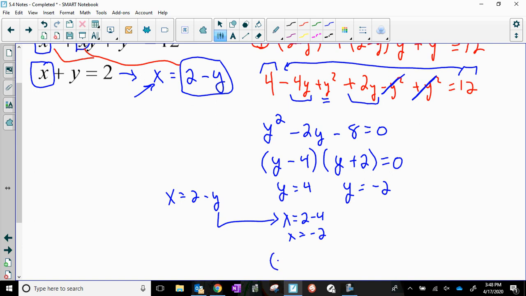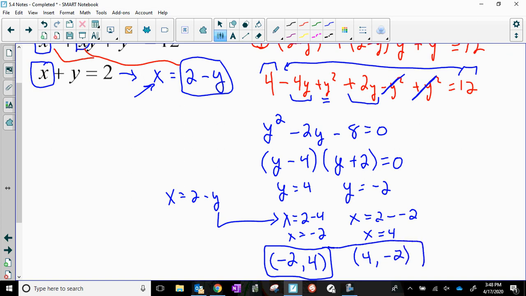Be careful. Put x first, then y second. Sometimes you solve for y first, sometimes you solve for x first, but make sure ordered pairs go alphabetically. And then in the second solution, I have x equals 2 minus negative 2. So x equals 4. So x was 4 when y was negative 2.